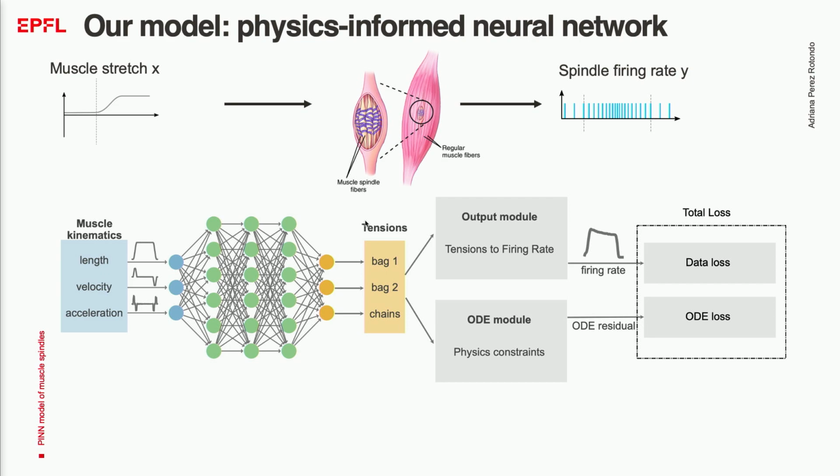So this is what our model looks like. Our neural network is outputting the tensions, and they're transformed with this module into a firing rate. And we can use the training data to train to the data loss, and then we can use the knowledge of our differential equation to train with the ODE loss. We have a combined loss.